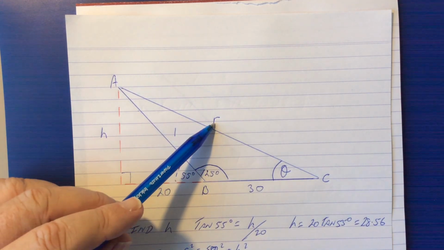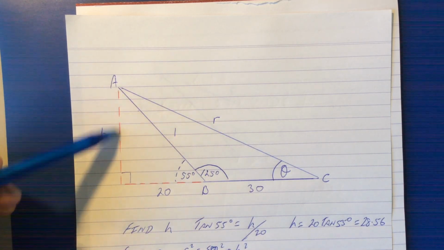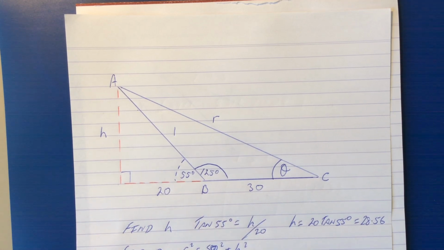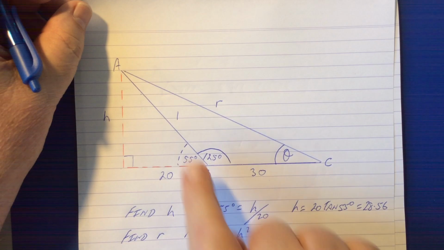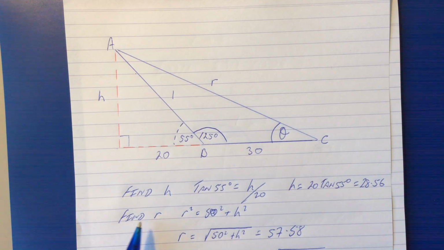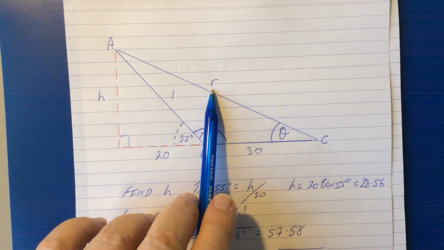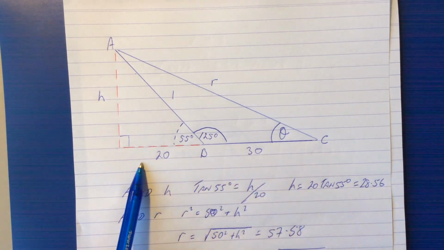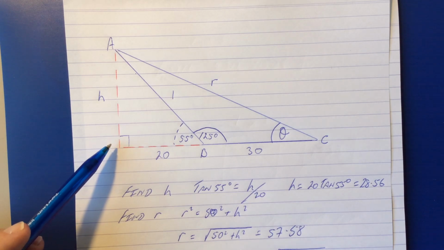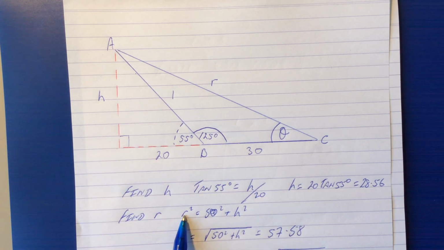Now, to find R, well, we have this, and we know this, Pythagoras. So, this is how we find this length here. So if I just pull this up, to find R, we note that R squared is going to equal 50 squared, this length here, plus H squared, square root thereof. So R squared equals 50 squared plus H squared. R is going to equal the square root of that, which comes in at 57.58.